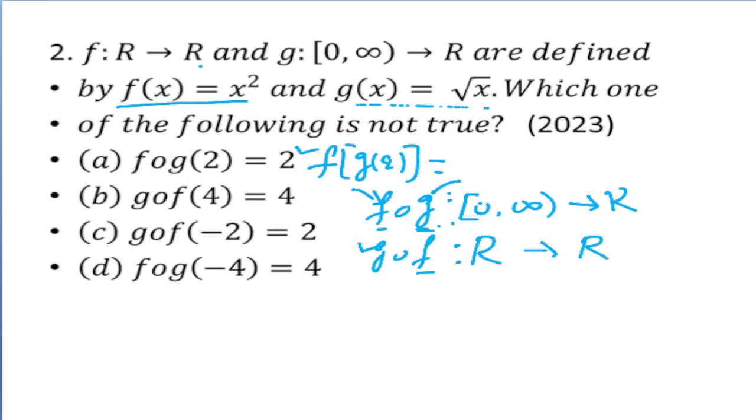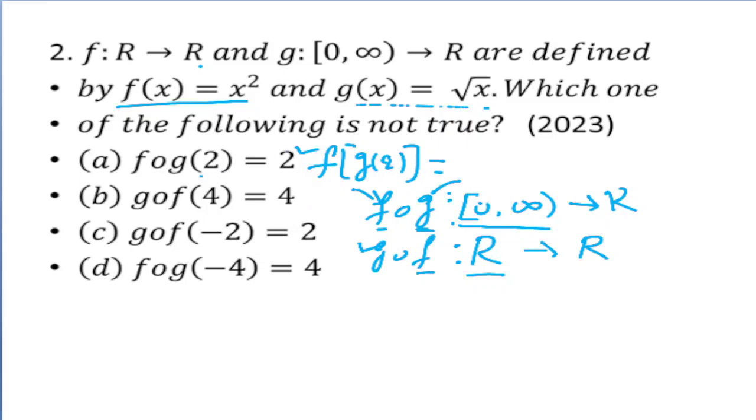So f of g is defined from non-negative real numbers to real numbers. G of f is defined from real numbers to real numbers. Now here, to verify this, let us go with the domain of these two functions and verify whether the elements given in the statements are present in the domain or not.